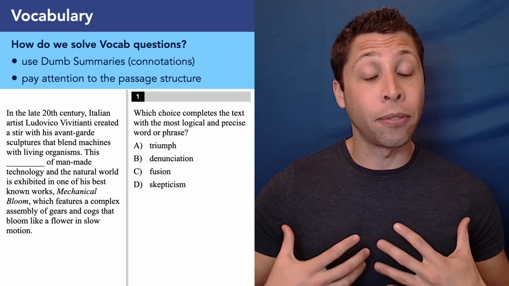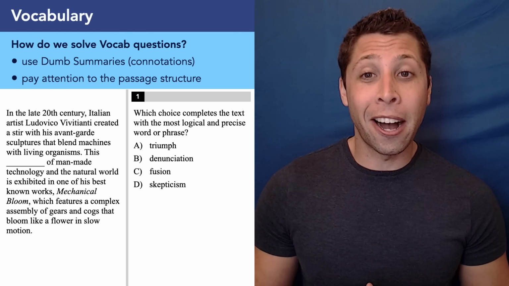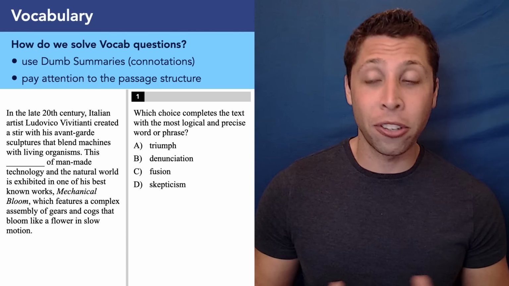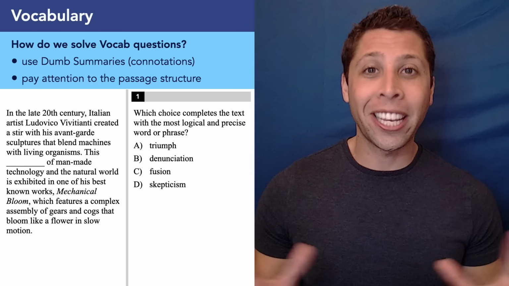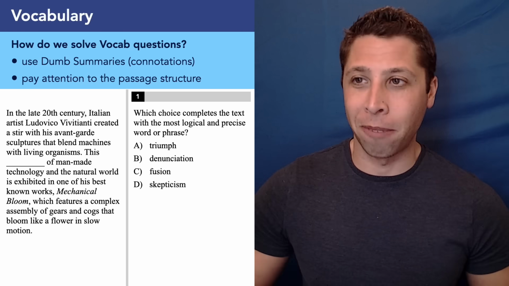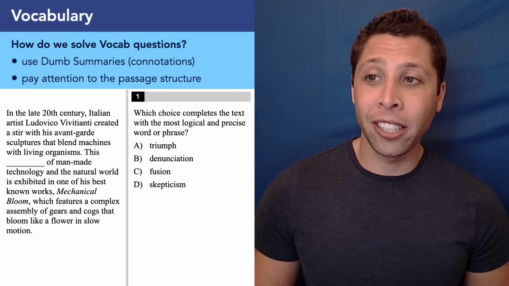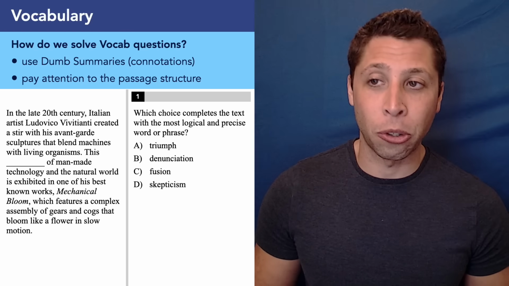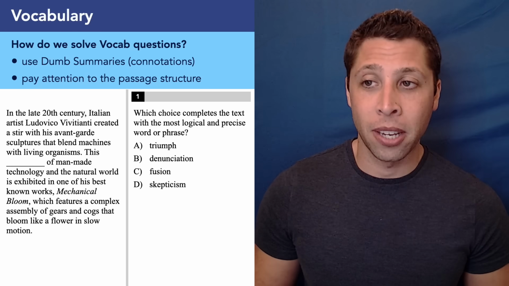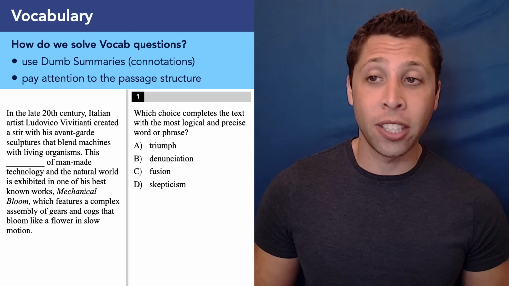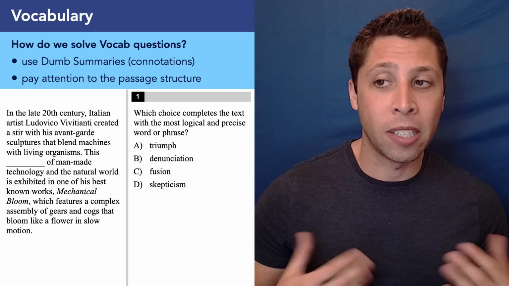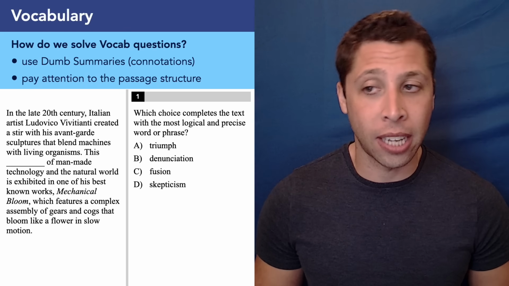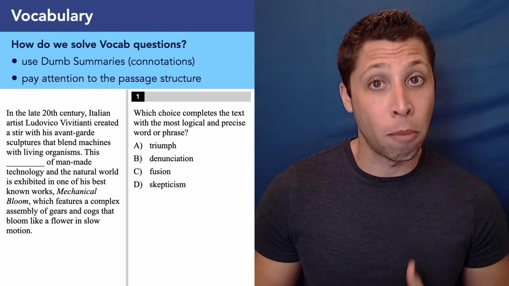This is one that I would consider fairly easy if I saw it on a test, but let's take a look at why. I'm just going to read it, and we're going to think about connotations as we go, but we're just trying to get a general sense of what's going on. In the late 20th century, Italian artist Ludovico Vivitanti created a stir with his avant-garde sculptures that blend machines with living organisms. This blank of man-made technology in the natural world is exhibited in one of his best-known works, Mechanical Bloom, which features a complex assembly of gears and cogs that bloom like a flower in slow motion.